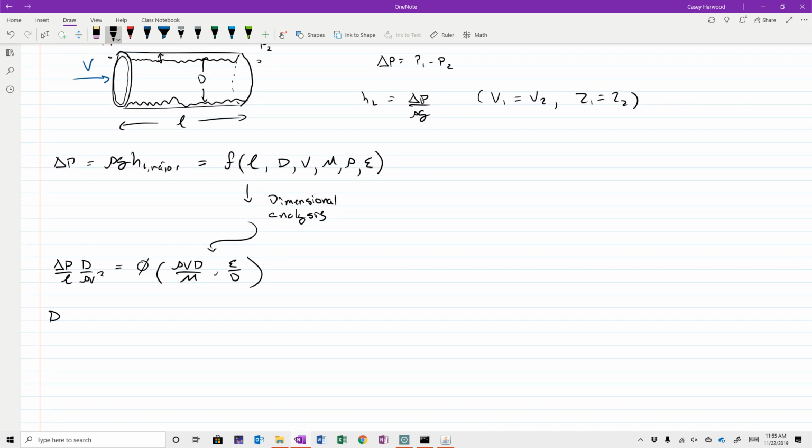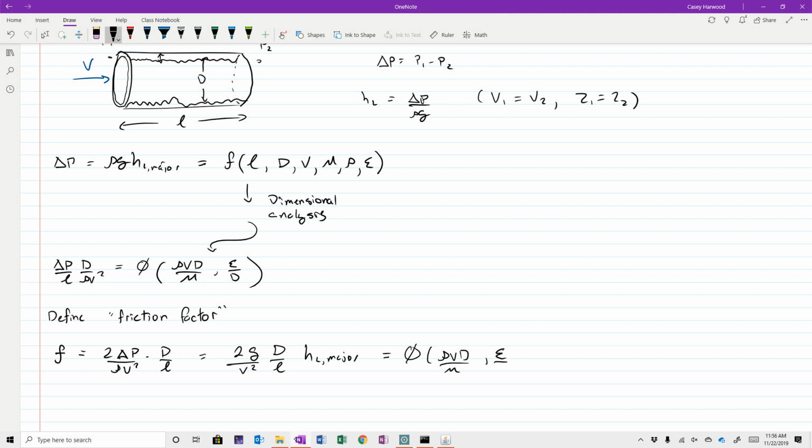Next, we're going to define this thing called the friction factor, which is f equal to 2 delta P over rho V squared times D over L. Which then could be rewritten in terms of the head loss as 2g over V squared, D over L times head loss major, which itself then is a function of rho V D over mu and epsilon over D.